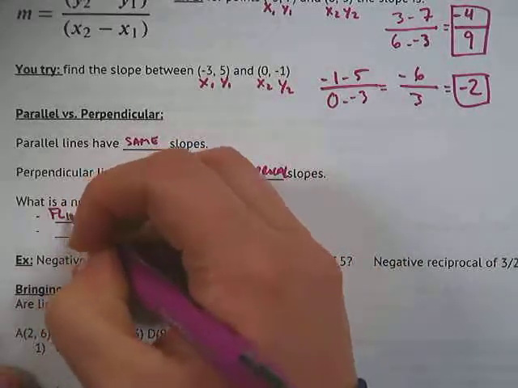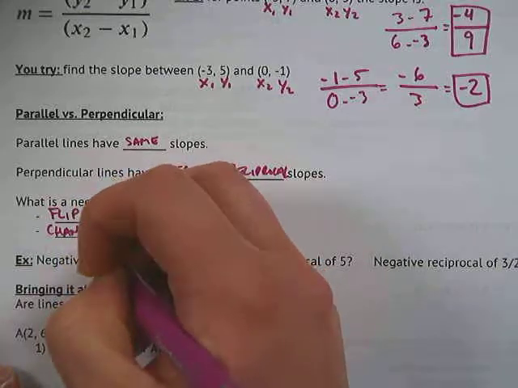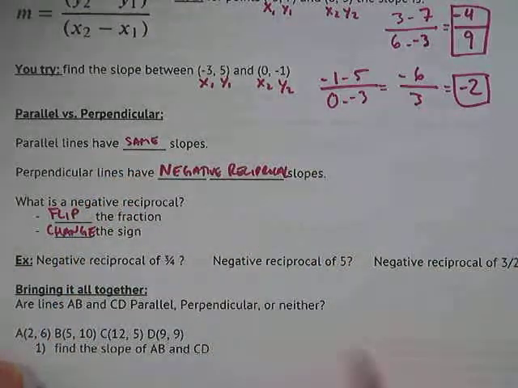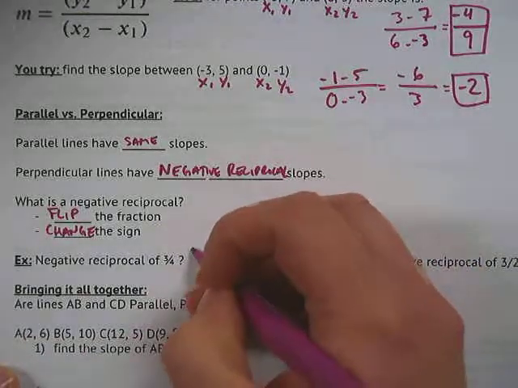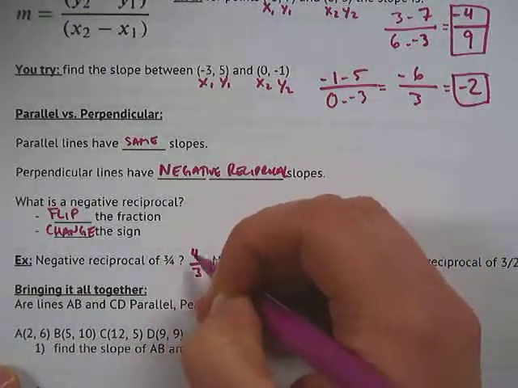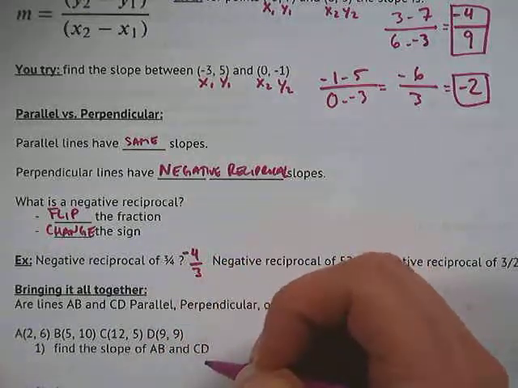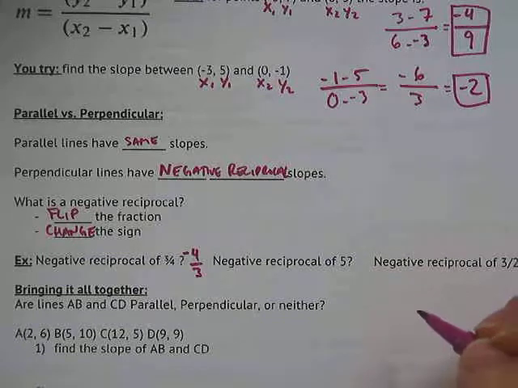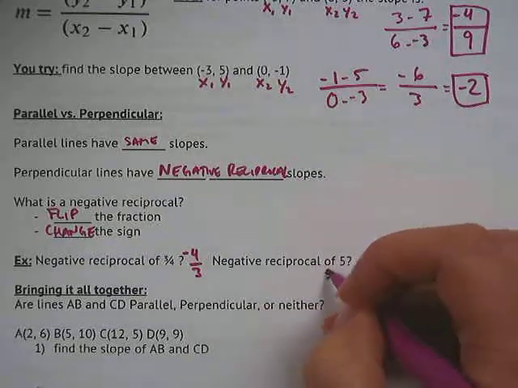Negative reciprocal, in order to find out if something is a negative reciprocal, you have to flip the fraction and change the sign. So for example, the negative reciprocal of 3/4, well, to flip the fraction, I would make it 4/3. To change the sign, I would make it negative. So 3/4 and -4/3 are negative reciprocals.